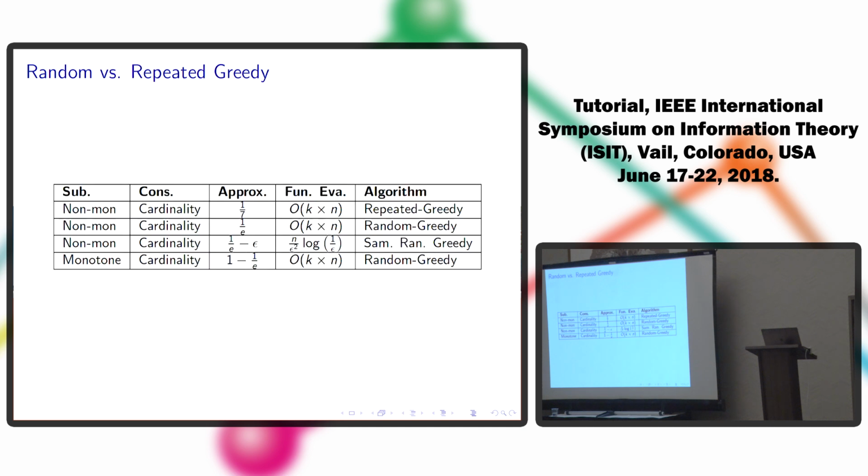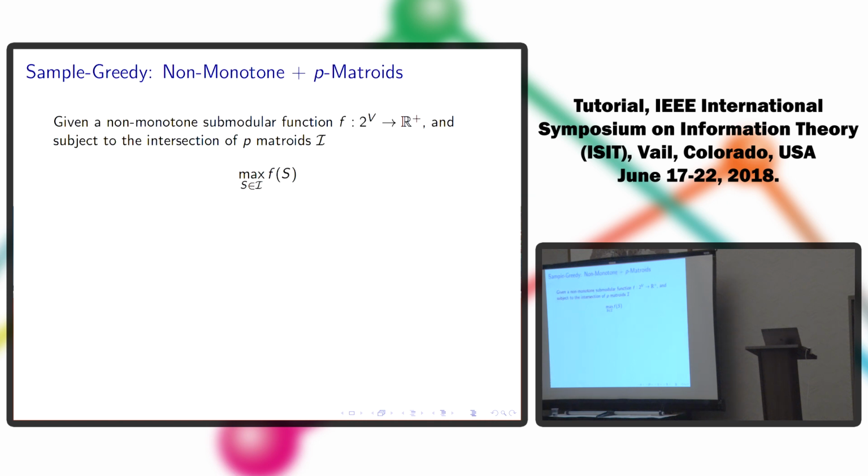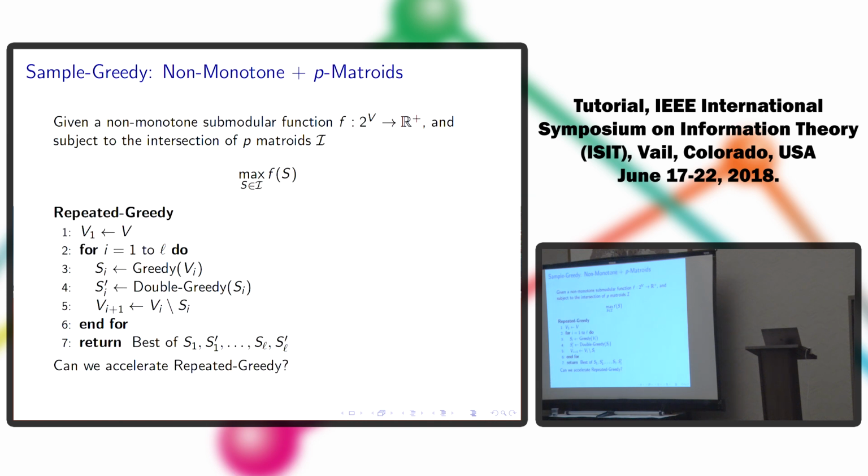And it can also be accelerated using this subsampling idea. Basically, you can do 1/e minus epsilon in linear time. Okay? How about the p-matroid?